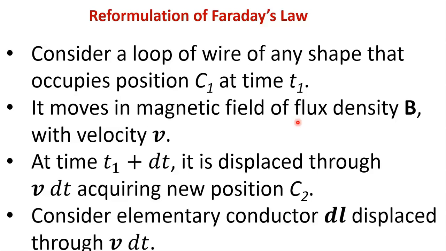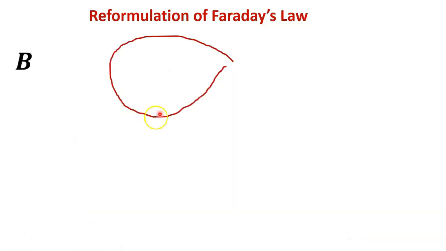Here we are considering elementary conductor dl bar displaced through distance, or rather displacement, v bar dt. So the geometry of the closed loop is represented by dl bar. Here you can visualize a loop making an almost closed contour, and the story that we are considering here is in the presence of uniform magnetic field B bar, which we are presuming.